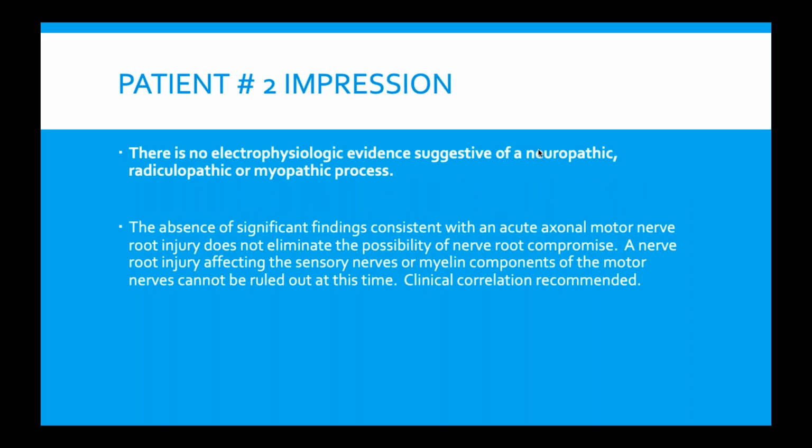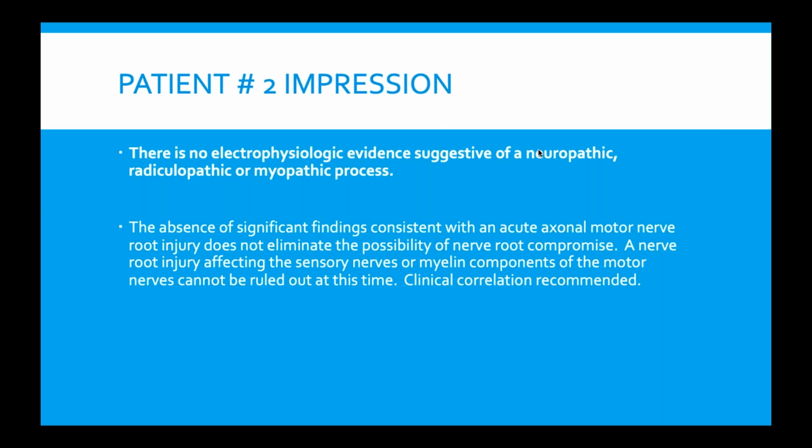So this impression, there was no electrophysiologic evidence suggestive of a neuropathic, radiculopathic, or myopathic process. With this particular spine surgeon, I typically write that the absence of significant findings consistent with an acute axonal motor nerve compromise injury does not eliminate the possibility of nerve root compromise. The person could still have a nerve root injury that affects the sensory nerves or the myelin components of the motor nerves, which electrodiagnostic testing is not optimal for.